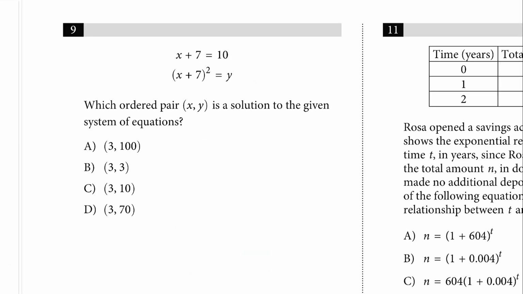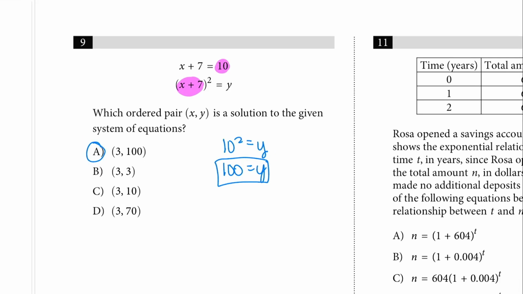Which ordered pair is a solution to the given system of equations? Since x plus 7 equals 10, we can replace this value with 10 and go ahead and get our answer for y. Which means that our answer is A. Now, the reason I didn't start with x is because looking at our answer choices, they're all 3. So it doesn't make sense to solve this top equation for x. We should skip immediately into solving for y.